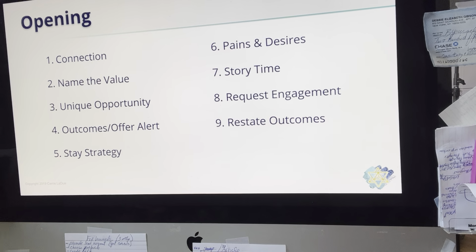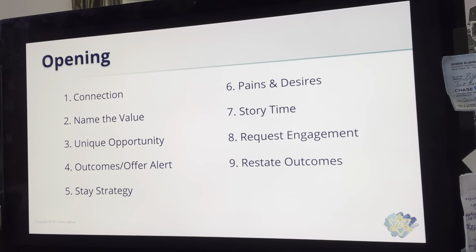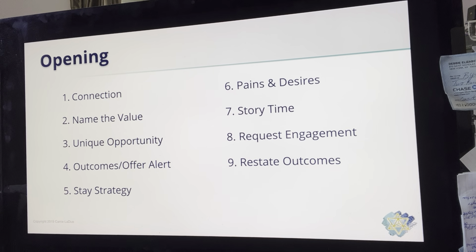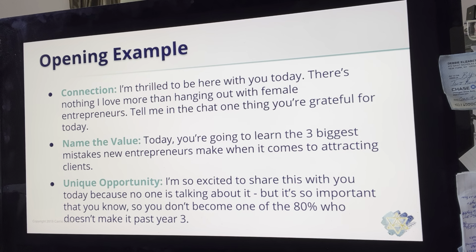In your opening, you need to include these 9 essential elements. You're going to have connection, name the value, the unique opportunity. There's going to be the outcomes and the offer alert. You're going to share a stay strategy, meaning how you get people to stay until the end. You're going to discuss the pains and desires of your clients. There's going to be a story that you integrate. You're going to request engagement from people, and then you're going to restate the outcomes again before you start to transition into your teaching.